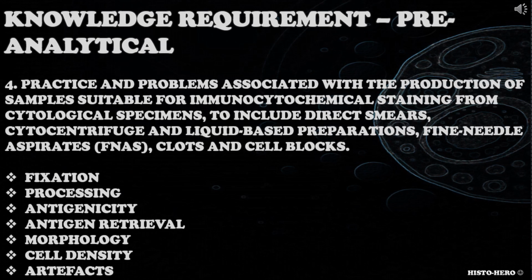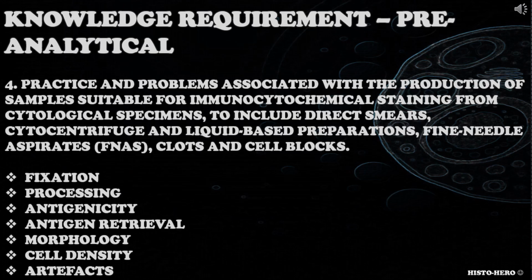The fourth knowledge requirement is for you to know the practice and problems associated with the production of samples suitable for immunocytochemical staining from cytological specimens, to include direct smears, cytocentrifuge and liquid-based preparations, fine needle aspirates, FNAs, clots, and cell blocks. How does the IHC of cytological specimens differ from histological specimens and why?